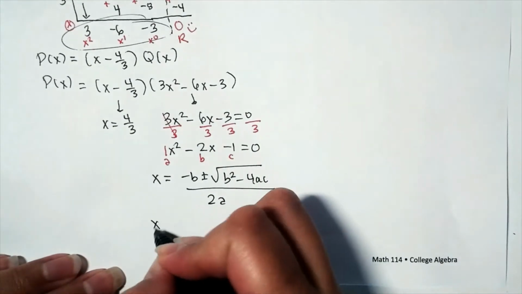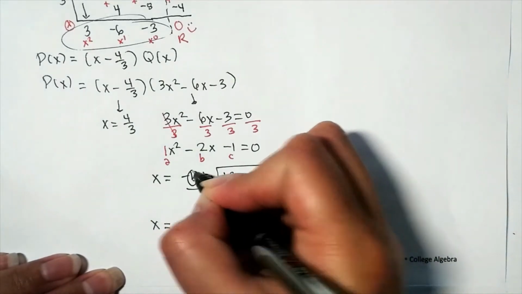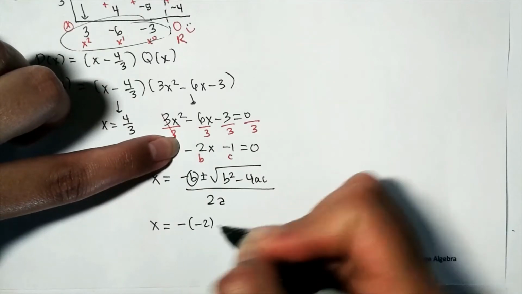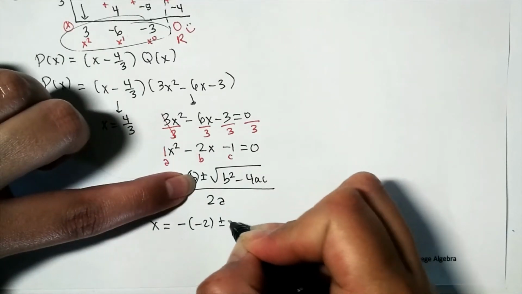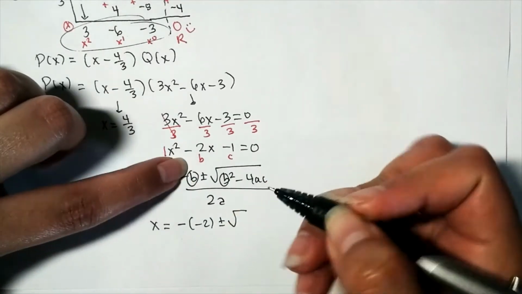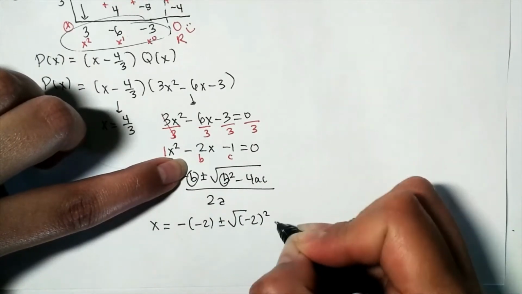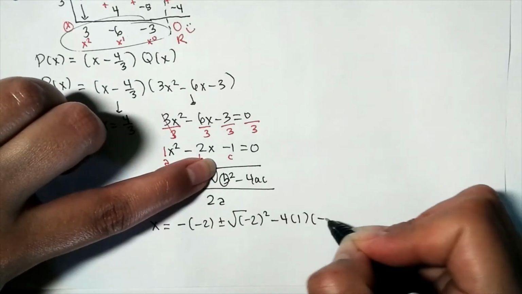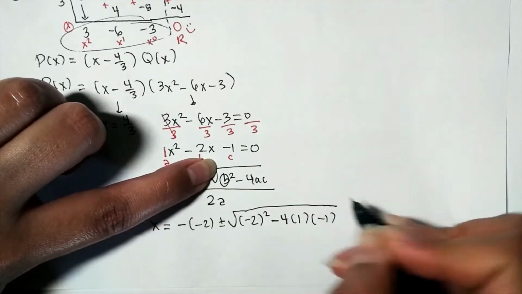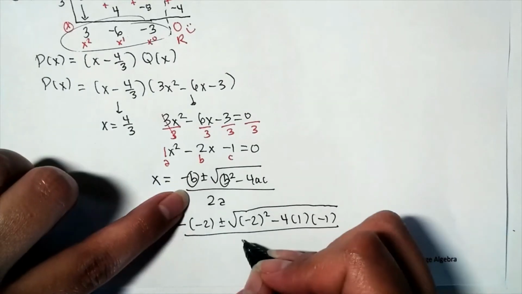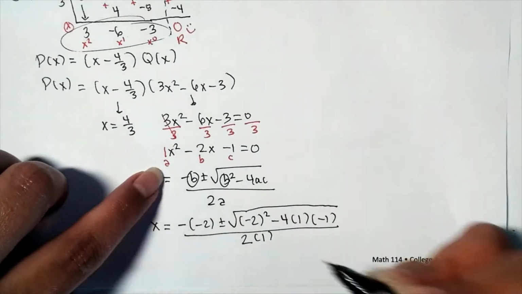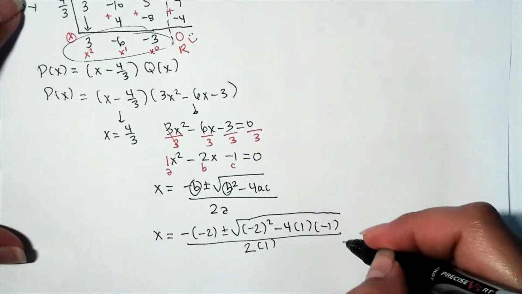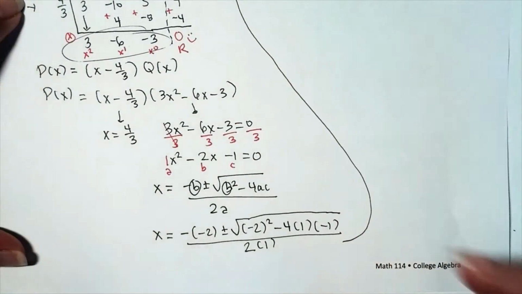So that will give us x equals opposite b. Value of b is -2. Then we're going to add or subtract the square root of b squared. Value of b is -2, minus 4 times a, value of a is 1, times c, which is -1. And that's all over 2a. So value of a is 1. This is our answer. Well, these are our additional zeros. Okay, we got this, guys. We have a calculator. Punch it in or freehand it.